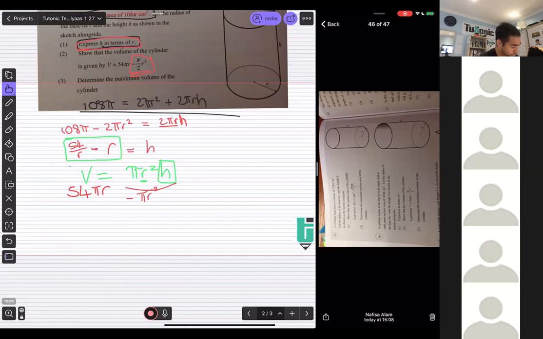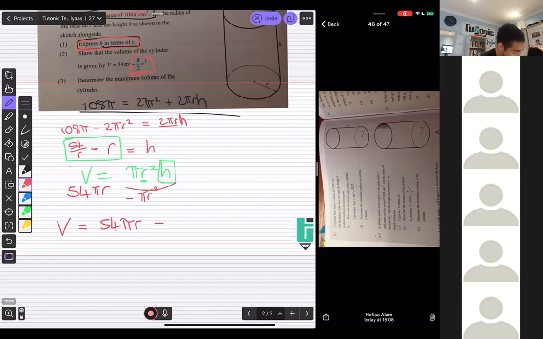So it's fine. So we've got, so the equation for volume becomes V equals 54 pi r. Is your teacher Miss Date? I get Masandale. No, we get this. Okay. So Miss pi r minus pi r cubed. Okay.